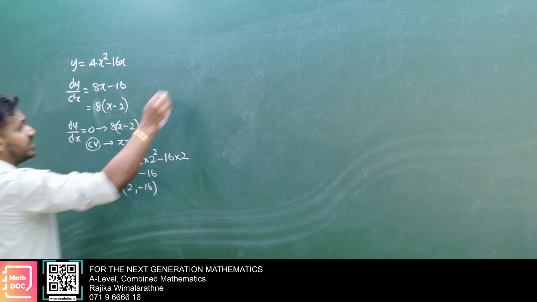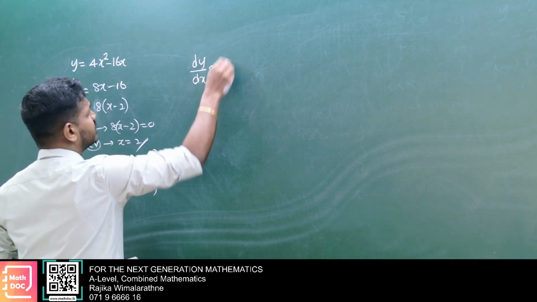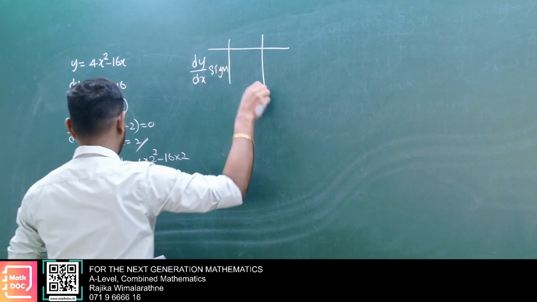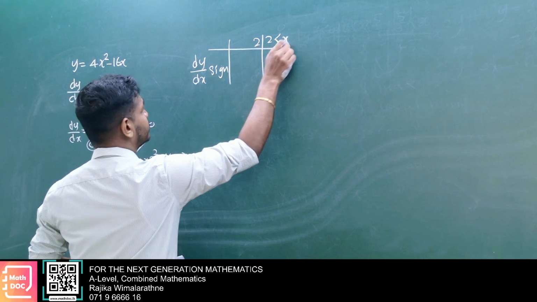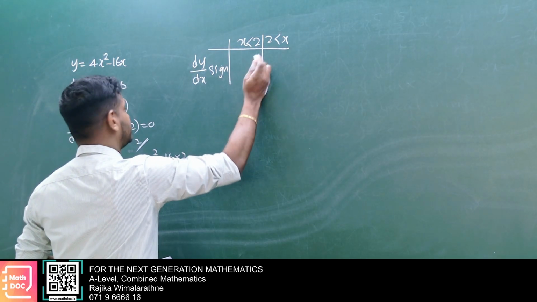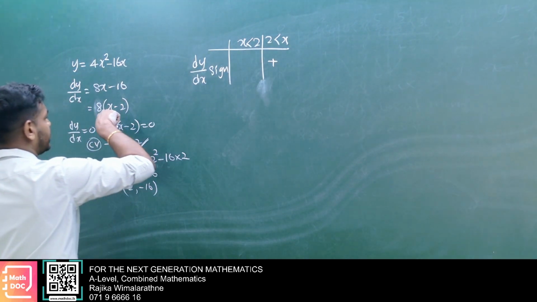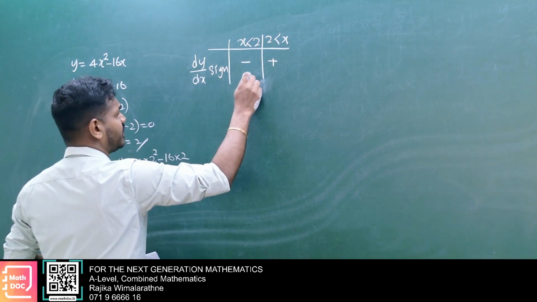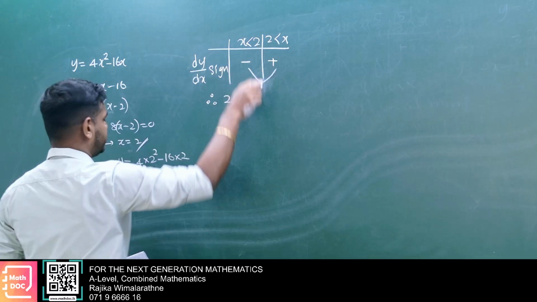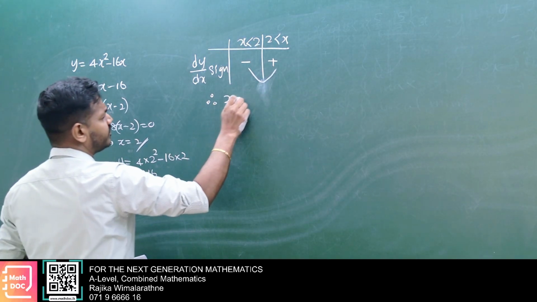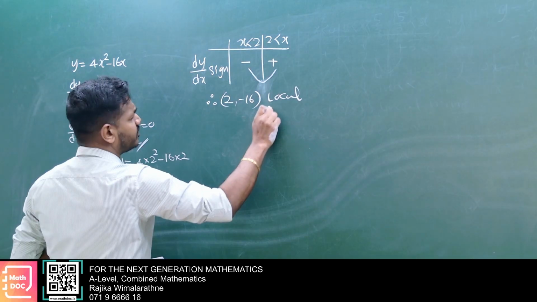Now you check the dy over dx sign. We have one critical value, 2. Then greater than 2, less than 2, sign variation of dy over dx. Greater than 2 positive, less than 2 negative. Then minus to plus, local minimum. Therefore the point 2 comma minus 16 is a local minimum point.